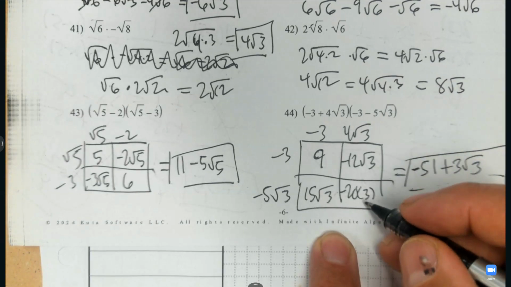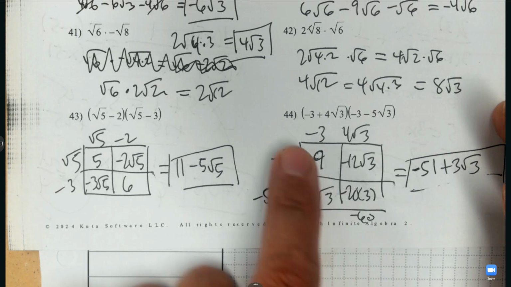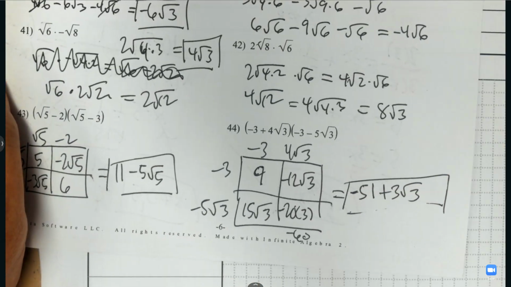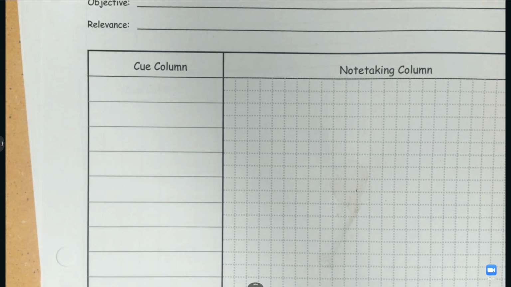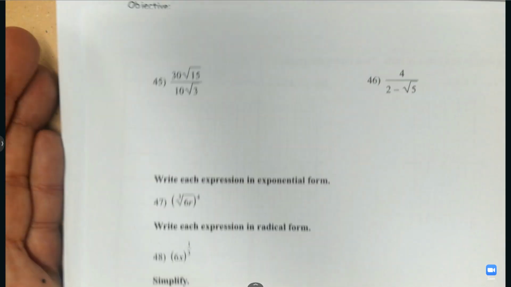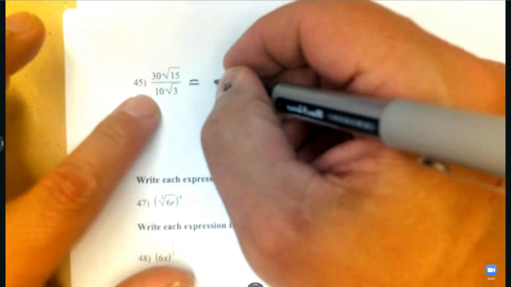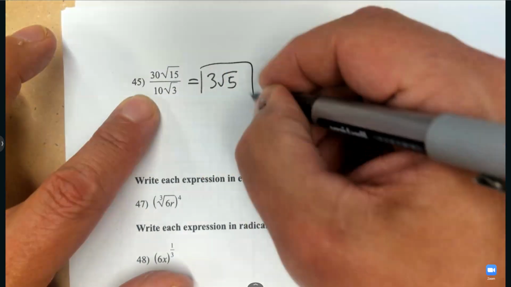So negative 20 times 3 is negative 60, just so you know. So negative 60 and 9 make negative 51. We're almost there. 45. Dividing, 30 divided by 10 is 3. 15 divided by 3 is 5, and you have your answer.